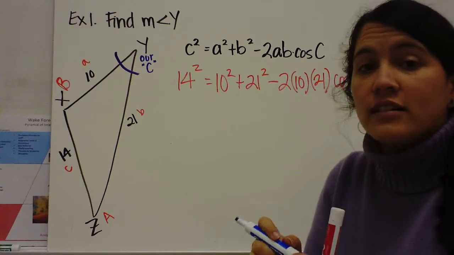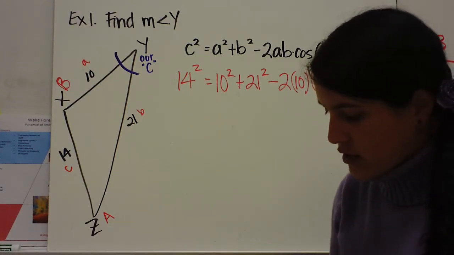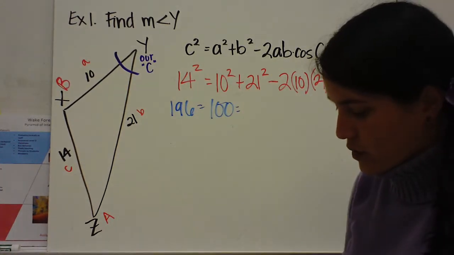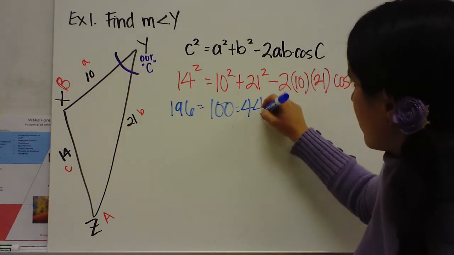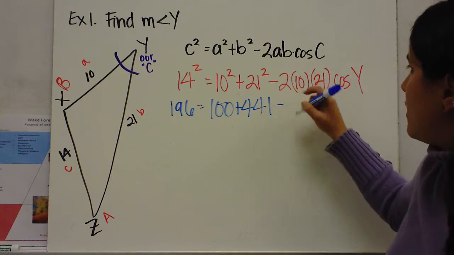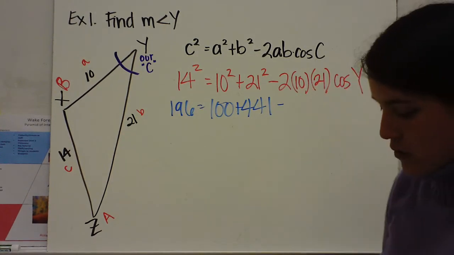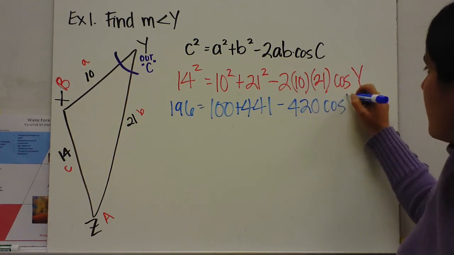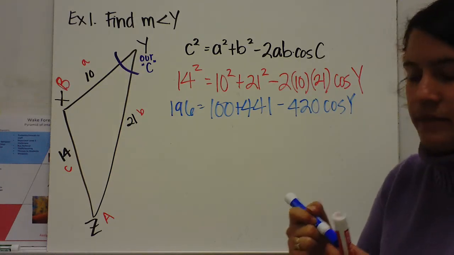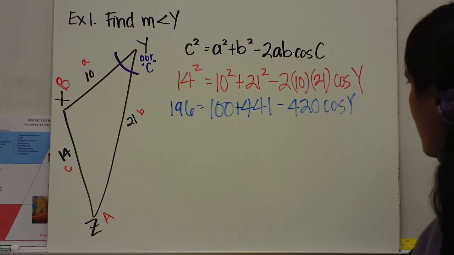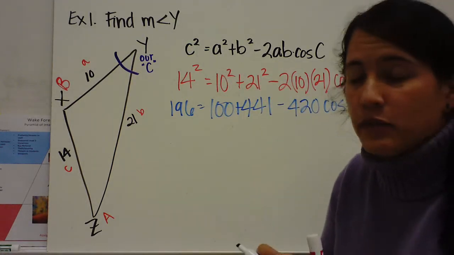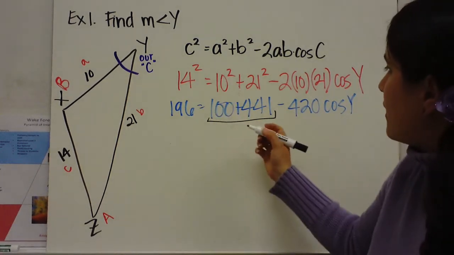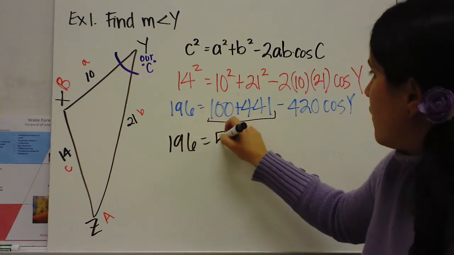Now I'm going to actually simplify, and I'm going to square these numbers. 14 squared, so this is 196, is equal to 100 plus 441 minus 2 times 10 times 21, 420 cosine of Y. Ooh, that marker is getting dry. So you can see I've just evaluated, I've simplified. Now I'm going to do some more simplifying. I'm going to add that, and that is 541.